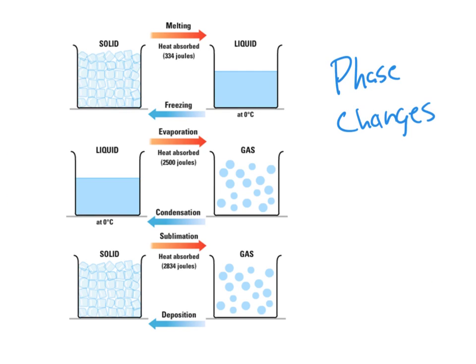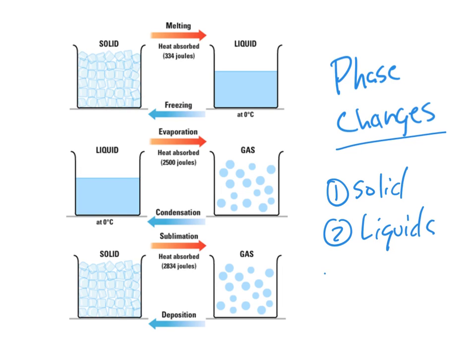Okay, in this slide, what we're going to talk about are phase changes, and we're going to talk about states of matter. There are three big states of matter that we worry about, and those are going to be solids, liquids, and finally our gases. Okay, so our solids, liquids, and gases, those are going to be our primary phases, our primary states of matter. There are a few others out there, but we're not going to worry about those so much in this class.